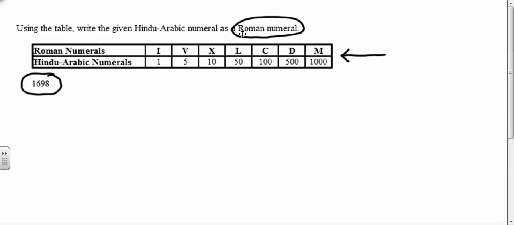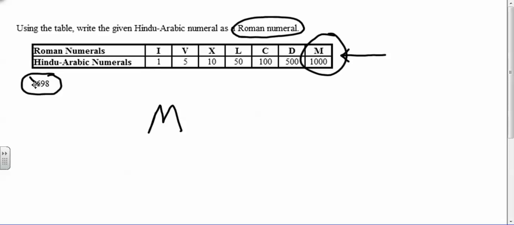The easiest way to convert a Hindu Arabic numeral to a Roman numeral is to start with the largest place value and work your way to the smaller place values. So in this problem we have 1000. Well, 1000 is denoted by an M, so that takes care of the 1. Then we have 600 after that.